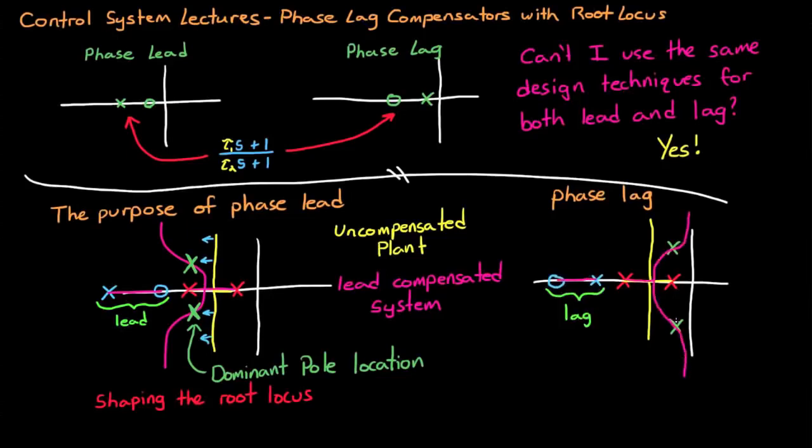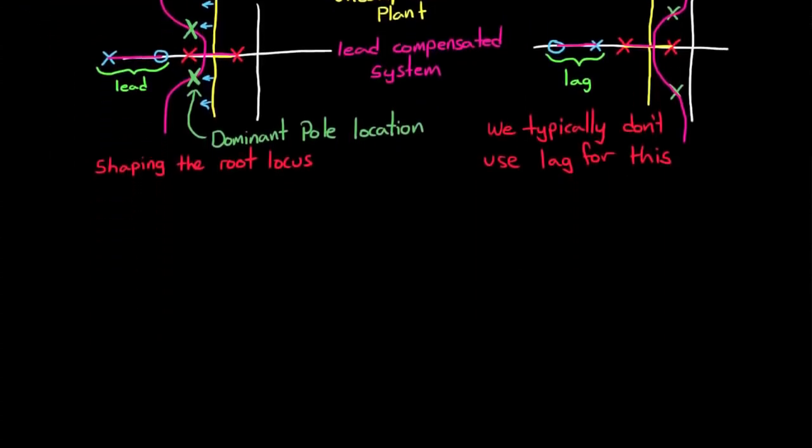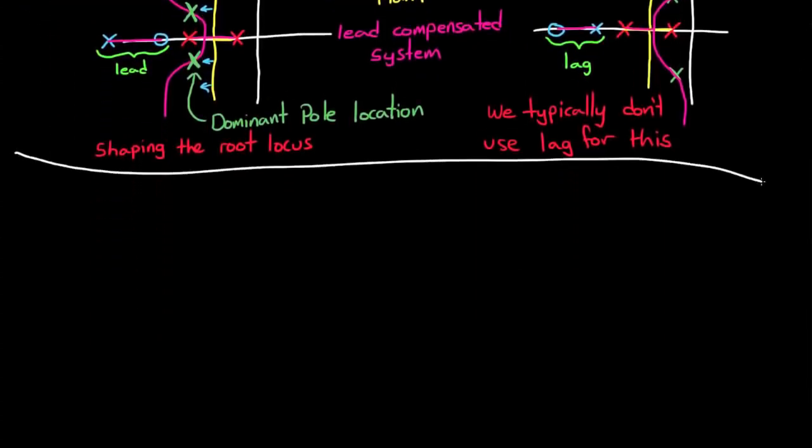Typically though, this isn't what you use a lag compensator for. Sure, there can be some advantages to moving the roots to the right, but I'll discuss them in the lag compensator with Bode plot video coming up next. In general, we use the lag compensator to address steady-state errors.